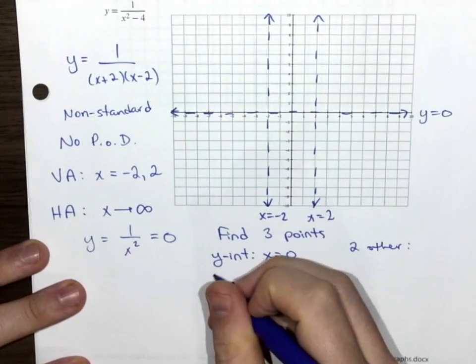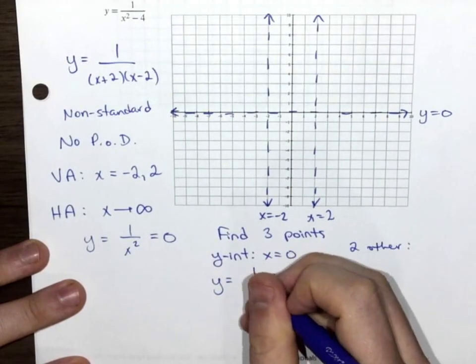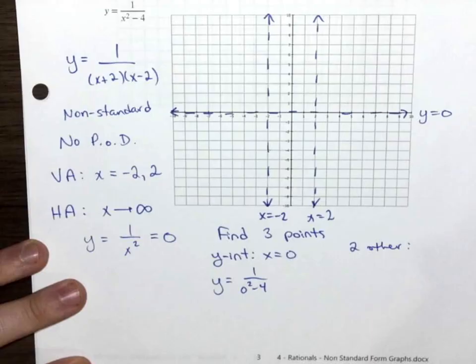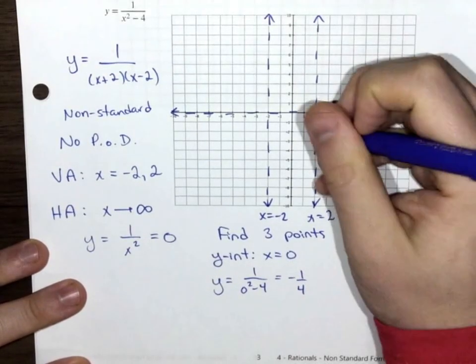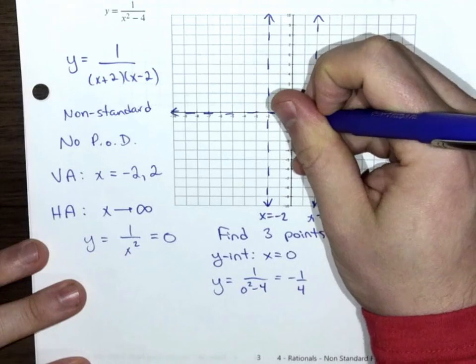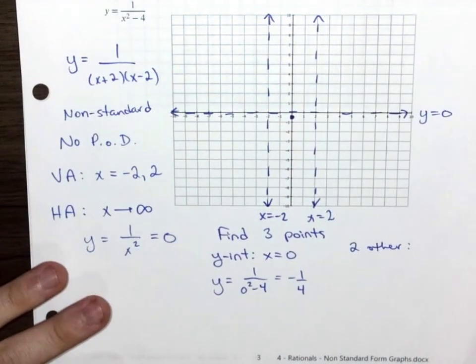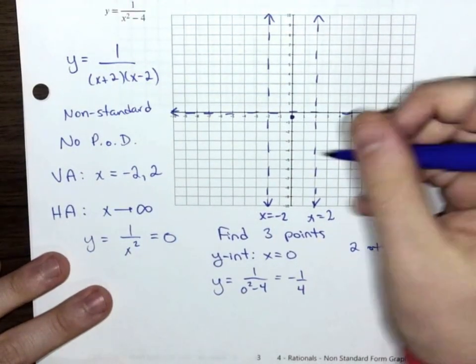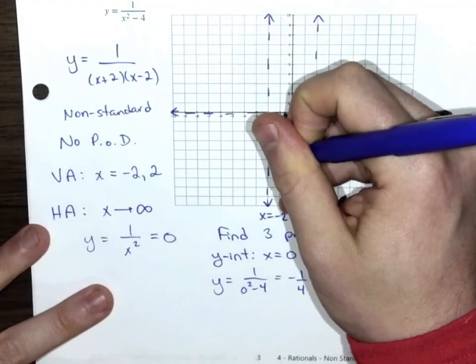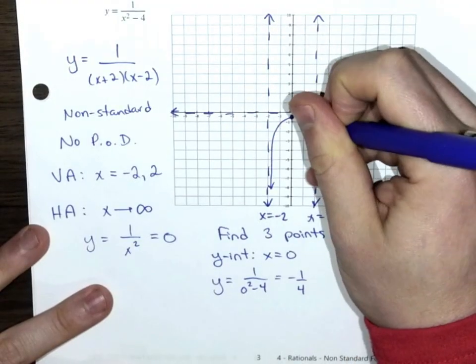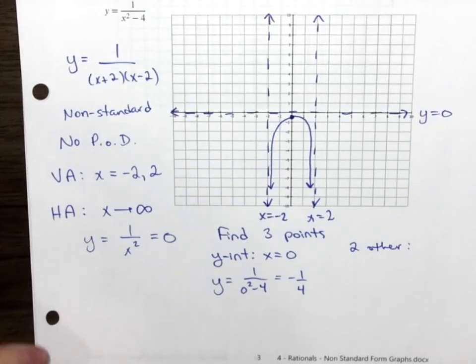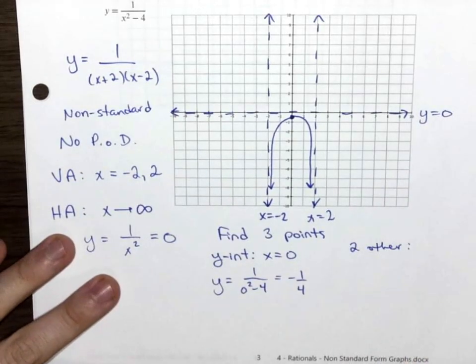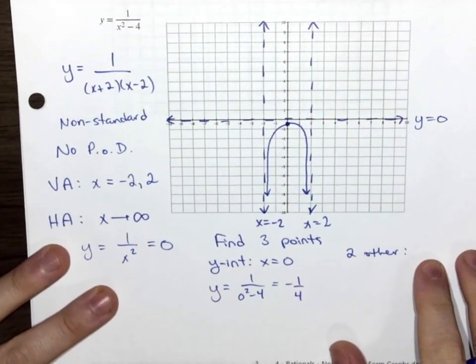X equals 0, I plug in, is going to be y equals 1 over 0 squared minus 4. And that's going to equal -1/4. So that means this is where my y-intercept is. And if you notice, we're now in that bottom middle where there are asymptotes, so I can actually follow the asymptotes down, which is what rational graphs do. They follow the asymptotes.